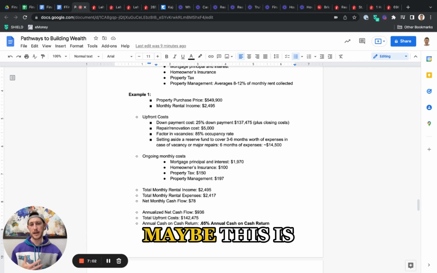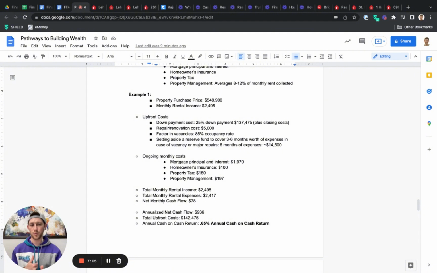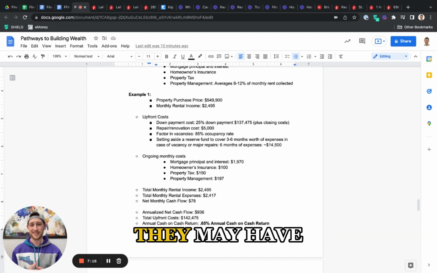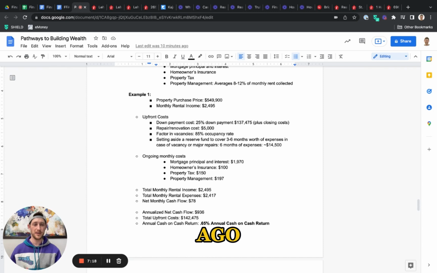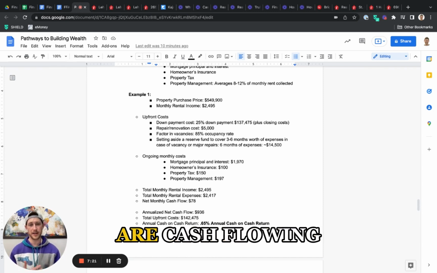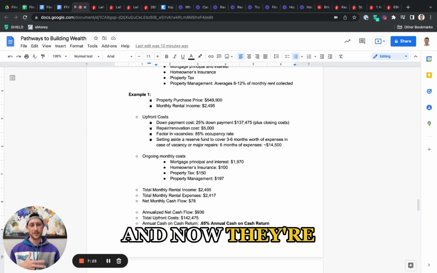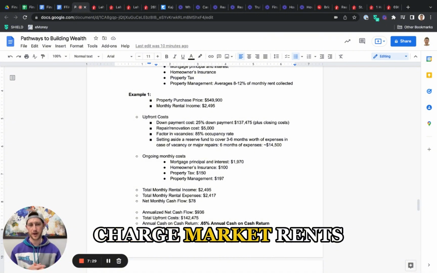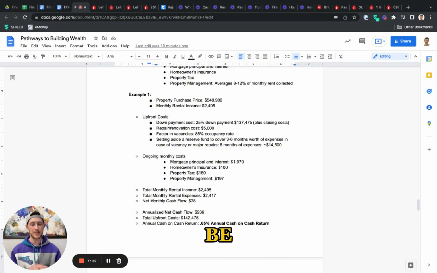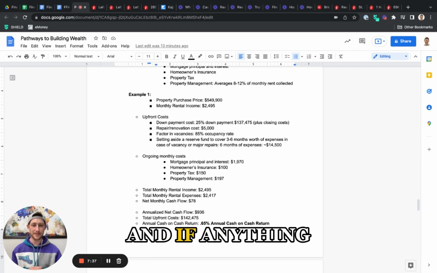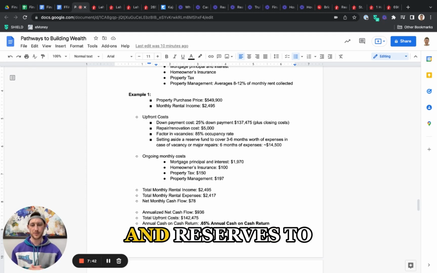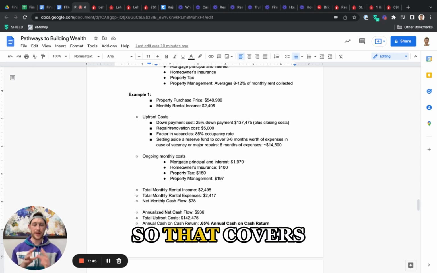So I thought, hey, maybe this is a good area. Well, obviously, for rental real estate, this might not be a great area to invest in. The people charging rent of $2,495 may have purchased this a number of years ago, so their mortgage is much lower and they actually are cash flowing. They've raised rents, and now they're cash flowing a good amount of money. But if you purchase a property now and try to charge market rents, we're barely breaking even. And if anything goes wrong, then we're in the negative. So we have to have a lot of upfront cash and then a lot of cash in reserves to cover that. So that covers our first example.